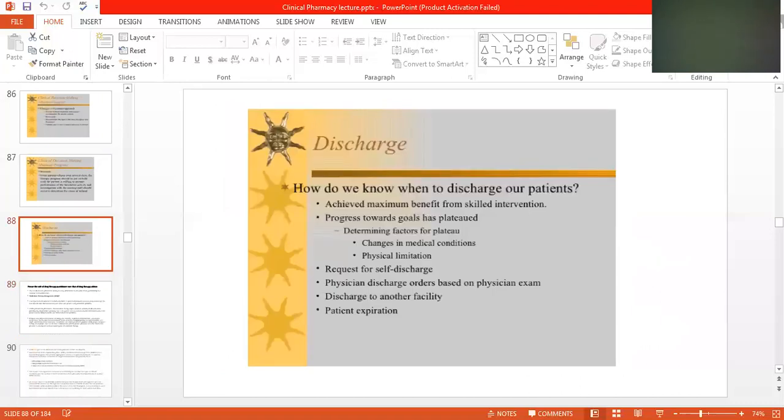Discharge: do we know when to discharge our patient? This is a very important question. Achieve maximum benefit from the skilled intervention. Progress towards the goal has plateaued, the highest point. Determine factors of the plateau, why this achievement we have achieved. Changes in the medical condition, physical limitation, request for self-discharge, these are when you can discharge the patient. Physician discharge order based on the physician's examination, discharge to another facility, or patient expired. These are the conditions in which we discharge the patient.